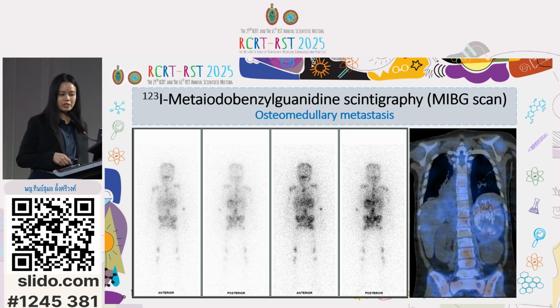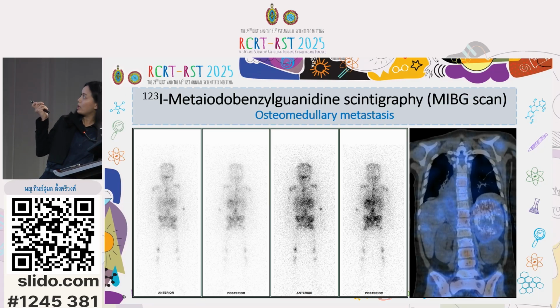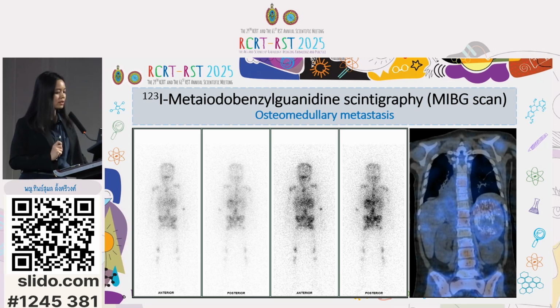In MIBG SPECT CT images, we can see intense tracer uptake into soft tissue masses, one in the right paraspinal region and another one in the left suprarenal region. In addition, you can see multiple tracer uptake along the axial and some appendicular skeleton that the CT seen only the lytic lesion here and here. This highlights how important MIBG is in detecting osteomedullary metastasis, as it can identify marrow disease that may not be visible on CT alone.